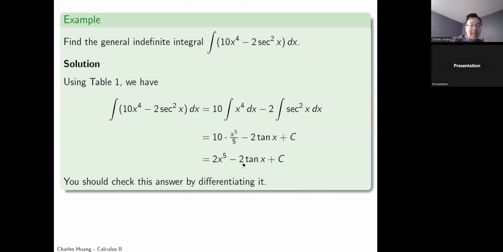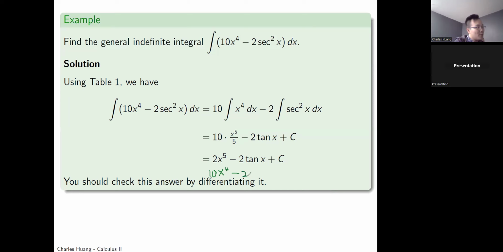Now, one of the things that I want you to be able to do is the following. At the very beginning, if you're not used to doing the antiderivative, after you find your answer, take the derivative. So find the derivative of that. The derivative will be 2 times 5, 10x to the power 4. And you're like, oh, this looks right.